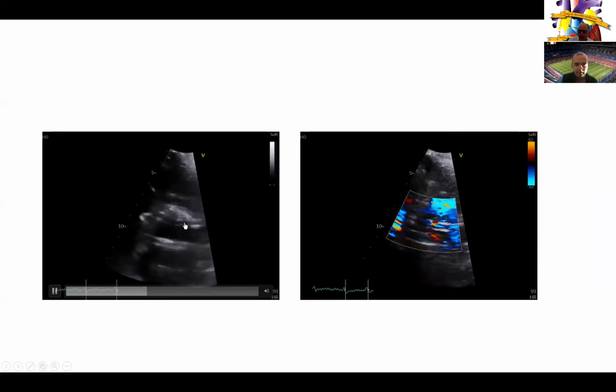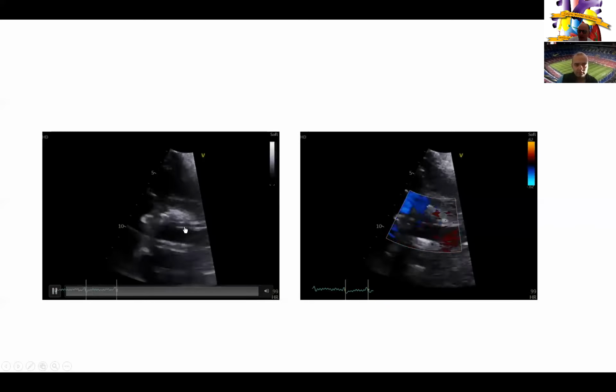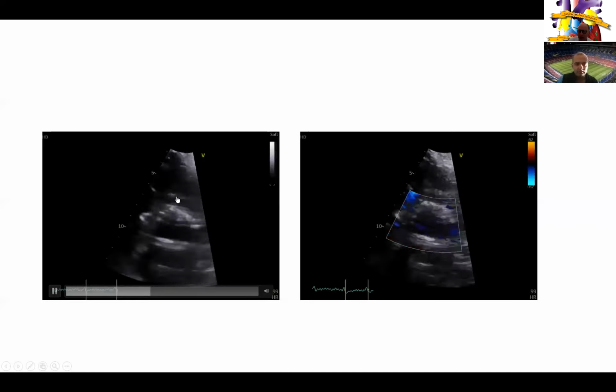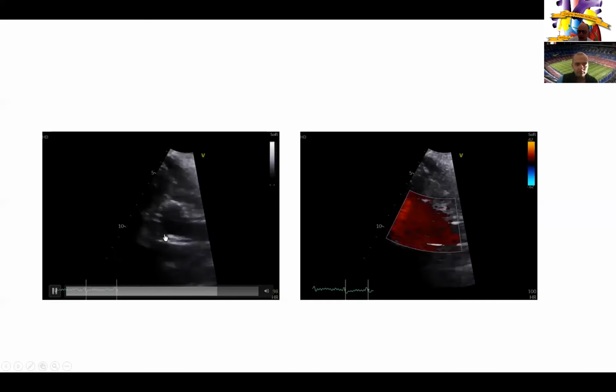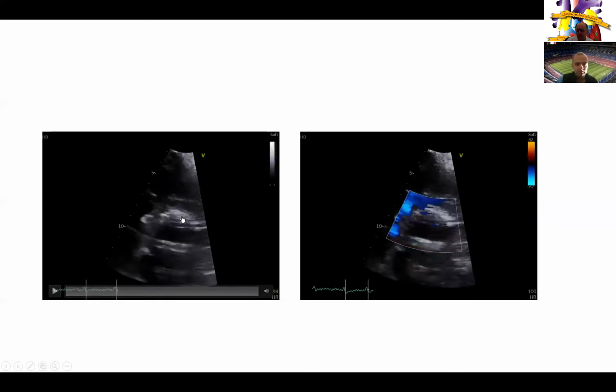If, as you said, there is a vegetation protruding through this mechanical valve, through the metal here, we will see it. The other thing is we're looking at the aortic root here and trying to see if there is an abscess. Again, very tough images.